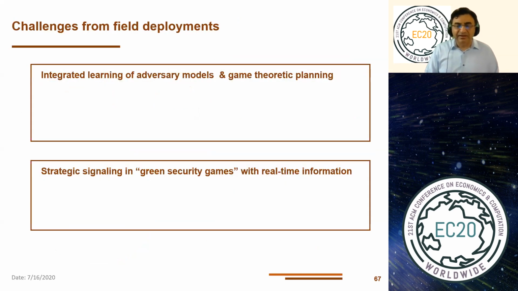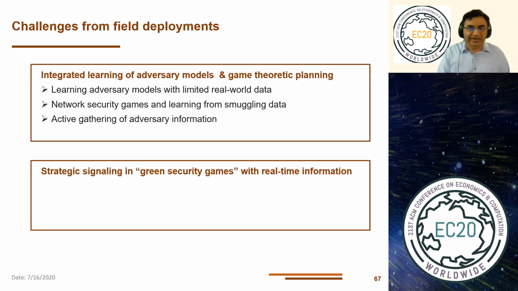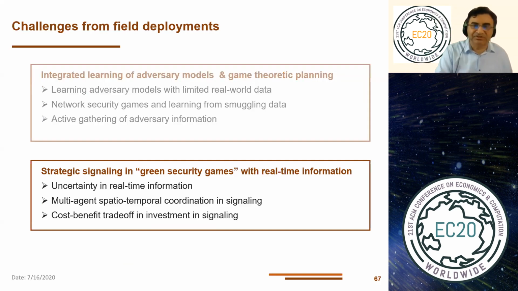So I'll end here with challenges that I wanted to again bring up in terms of integrating learning of adversary models and game theoretic planning. This is learning adversary models with limited real-world data, and network security games to prevent illegal smuggling. And I didn't get to active gathering of adversary information, which is another challenge. In terms of strategic signaling, there's uncertainty in real-time information to deal with, and cost-benefit trade-offs. Should we invest in signaling or should we invest in more protection? More rangers or more drones, for example?